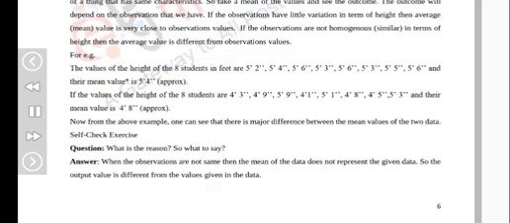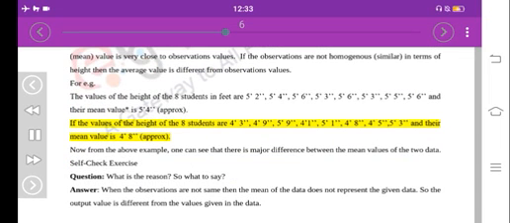If the values of the height of the 8 students are 4 feet 3 inches, 4 feet 9 inches, 5 feet 9 inches, 4 feet 1 inch, 5 feet 1 inch, 4 feet 8 inches, 4 feet 5 inches, 5 feet 3 inches, their mean value is 4 feet 8 inches approximately.